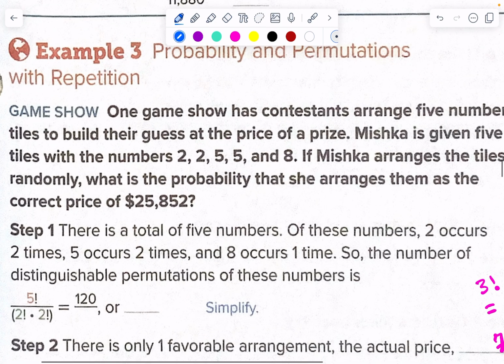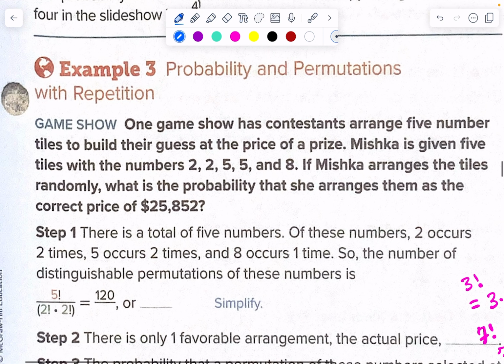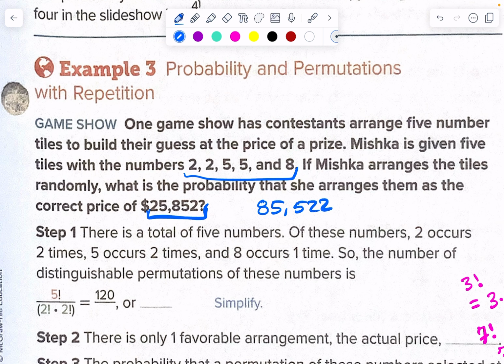Example 3. We're going to skip example 4. This one says a game show has contestants arrange 5 numbers to build their guesses at the price of a prize. Have you seen this before? They'll tell them what numbers are involved in making the price. So they could have made this price like $25,852, right? Or maybe they have a car there and they think it's worth $25,000. So they arrange the numbers in that order. Maybe they think the car is worth $85,522, so they could arrange it that way. It's like a guessing game, and you have to figure out what the price is based on what numbers they give you. So it's kind of fun.